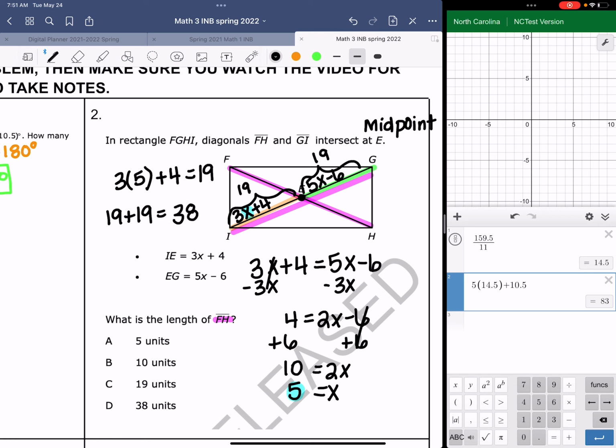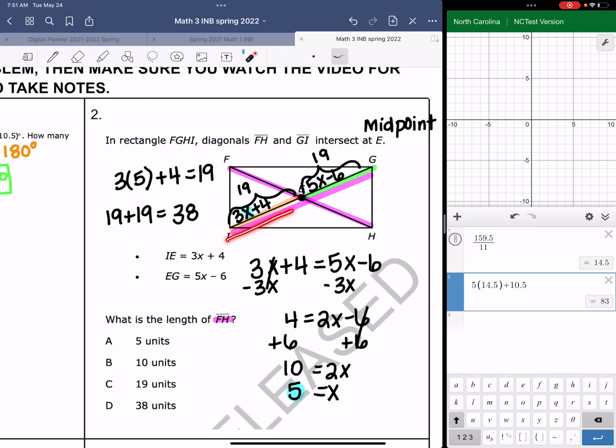38. Now, if I know the whole thing is 38, then that from I to H, so I to H is 38. Well, I to H is equal to F to H. Or sorry, not I to H, I to G. I to G is equal to F to H. So since I to G is 38, that means F to H is 38.